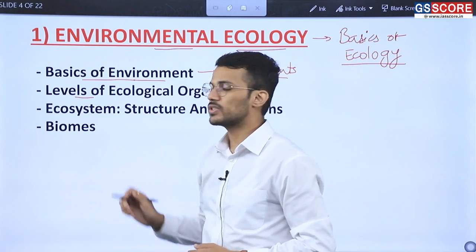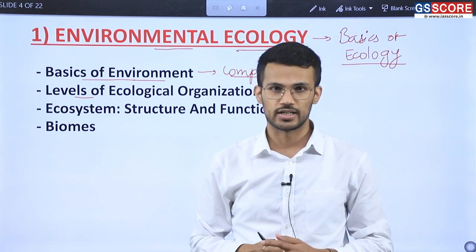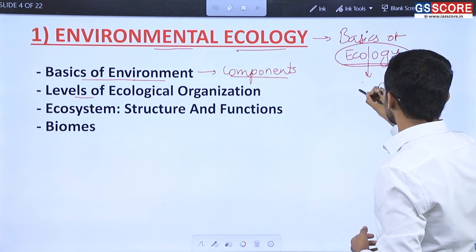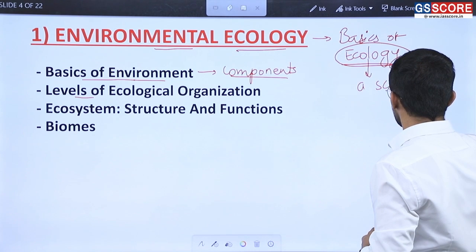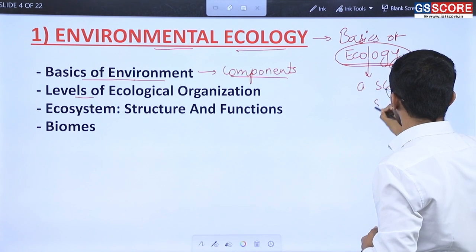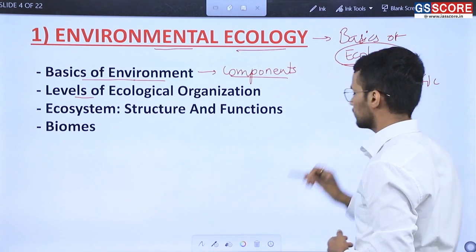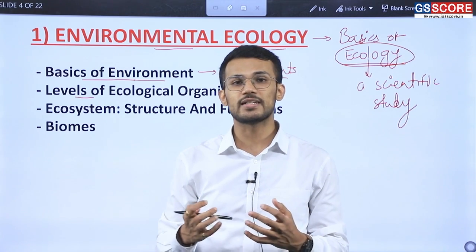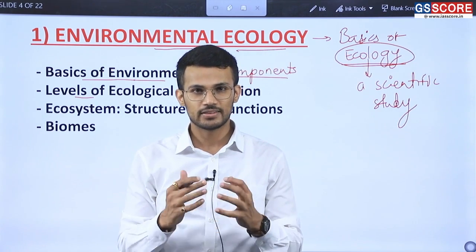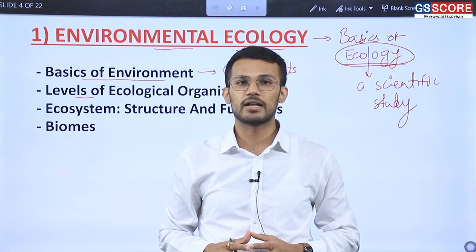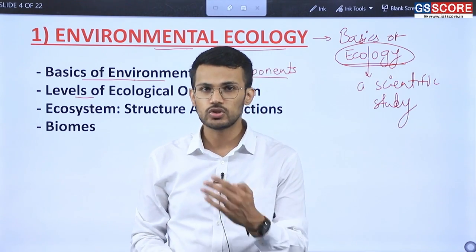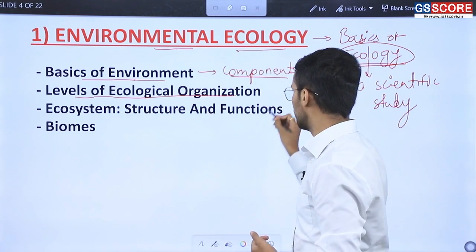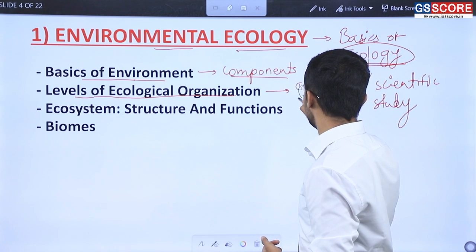Secondly, we have to study the various levels of ecological organization. Ecology is a scientific study of the home of living organisms, and the home of living organisms means the environment. So ecology is a scientific study of the environment, and this scientific study can be carried out at various levels. Those levels are called levels of ecological organization. These levels may be like individual.